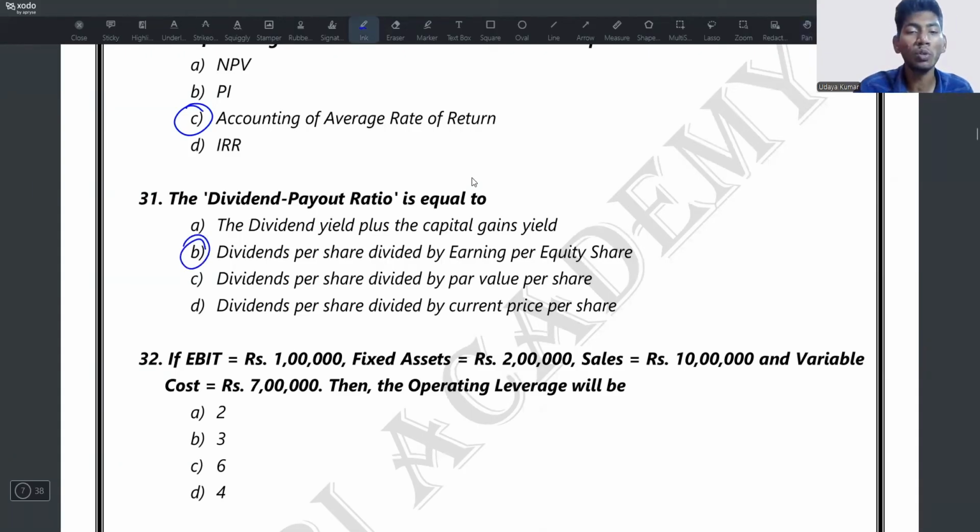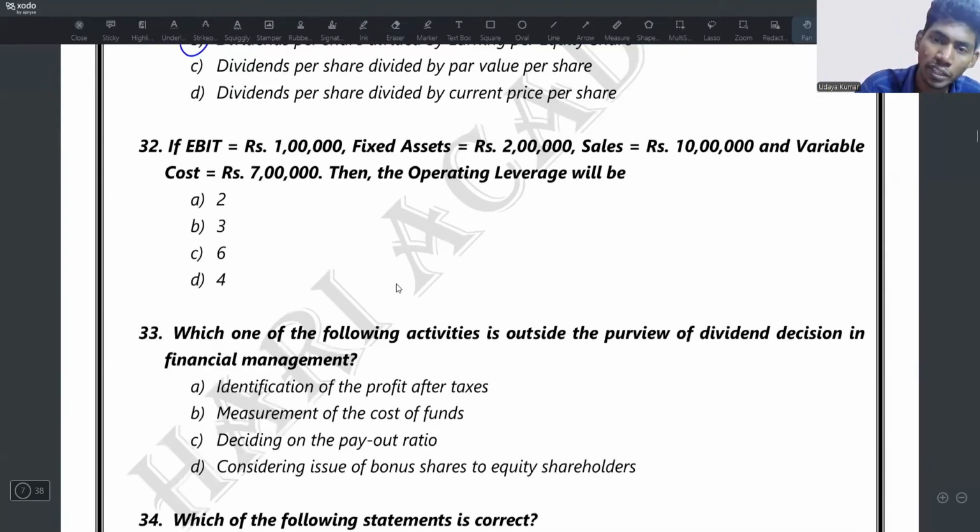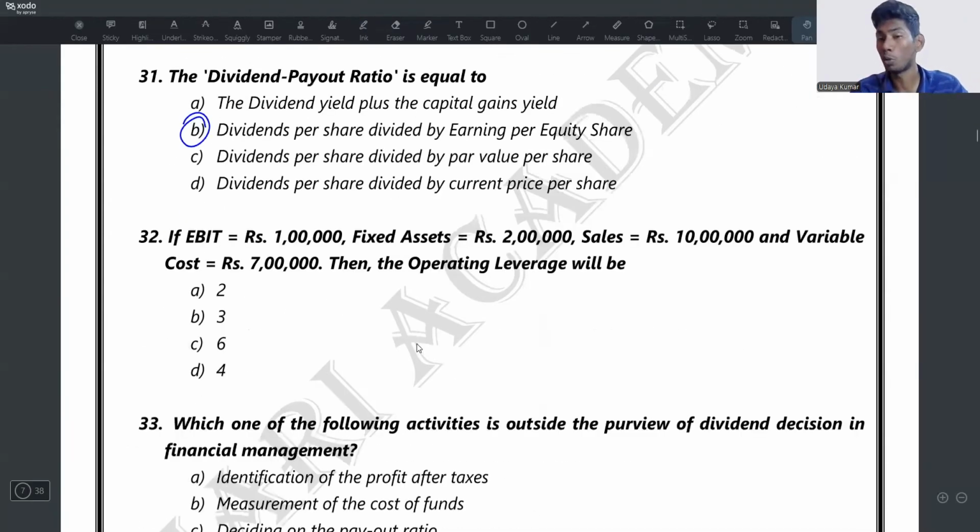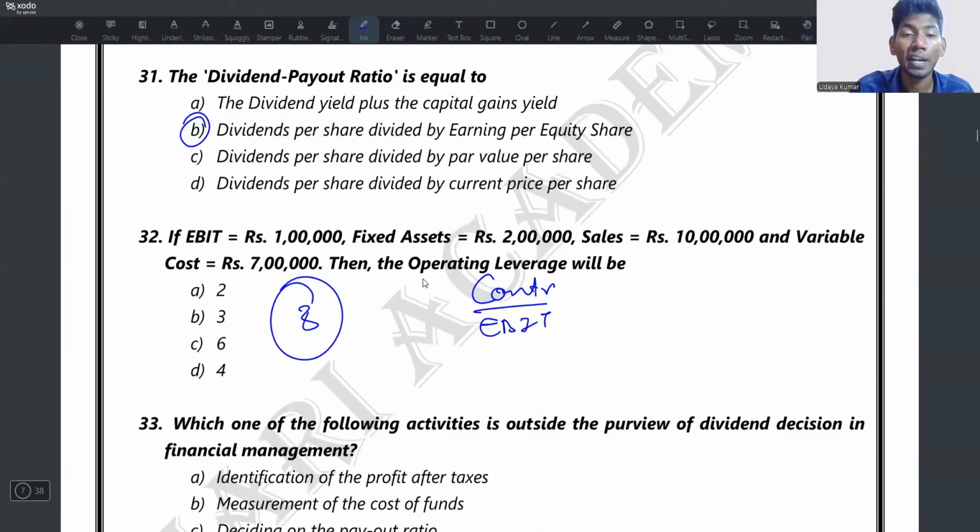Moving to question number 32. If EBIT is equal to 1 lakh, fixed assets equal to rupees 2 lakh, sales equal to rupees 10 lakh and variable cost 7 lakh, then the operating leverage. Here you must recollect the operating leverage formula: contribution divided by EBIT. The contribution is sales minus variable cost. Sales is 10 lakhs minus variable cost 7 lakhs, which is contribution 3 lakhs. 3 lakhs divided by EBIT, which is 1 lakh. So operating leverage will be 3. Option B.